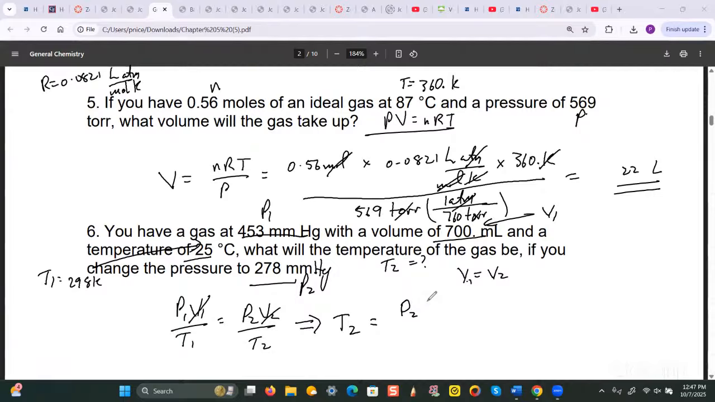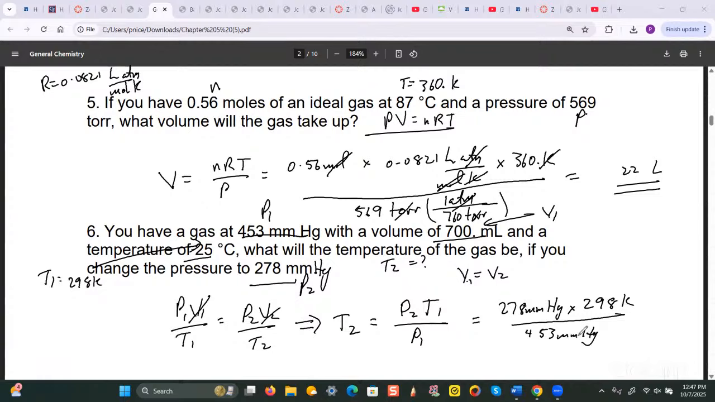P2 over T1 over P1. Okay, very good, right. So basically, all we have to do now is put the numbers in. P2 is 278 millimeters mercury times T1, which is 298 Kelvin, all divided by P1, which is 453 millimeters mercury.